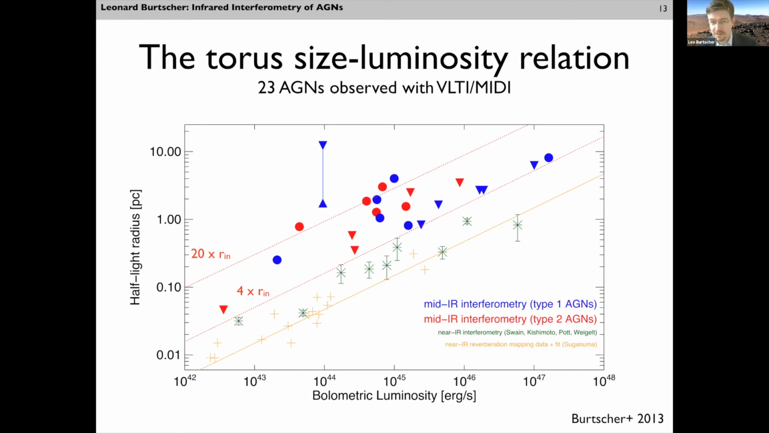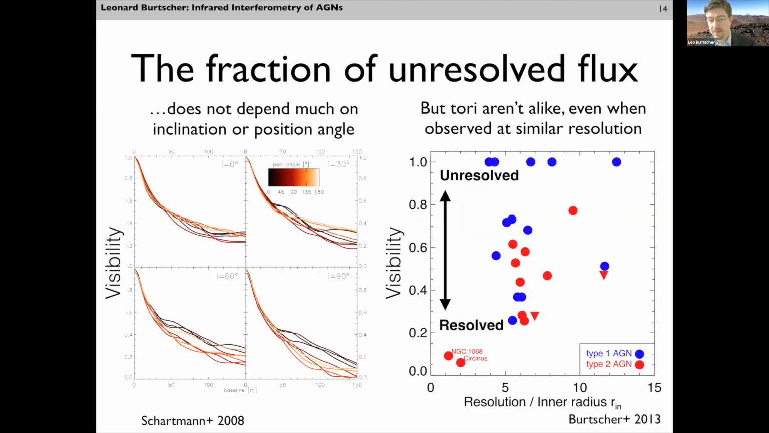And it's never more extended than 20 times the inner radius. We can also look at the level of unresolved flux and compare this to models. So at the left, you see what models would expect in terms of visibility at the longest baselines. And you can see that no matter how you turn this torus, you always expect essentially the same visibility of, let's say, 20, 30% or so, a bit dependent on inclination angle, but not so much on position angle.